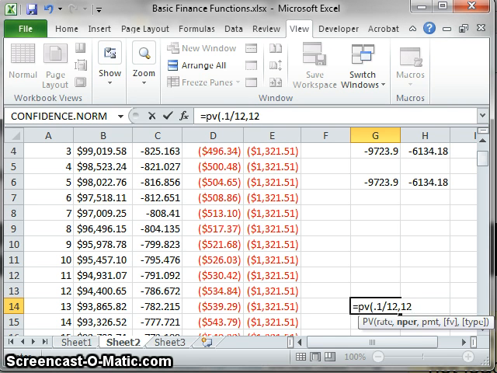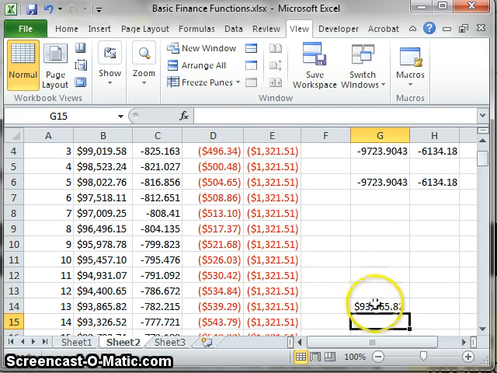120 minus 12. And the payment itself, we calculated that earlier, and that payment amount, and we'll just click on it here. It's $1,321. So we can see here that after 12 months, which would be the beginning of the 13th period, we have a balance of that loan of $93,865.82. And you see that's the same value that we calculate over here in our amortization schedule.